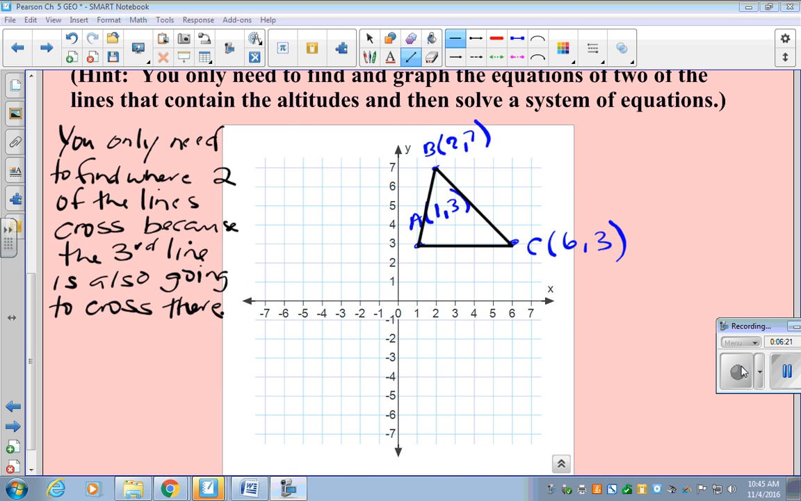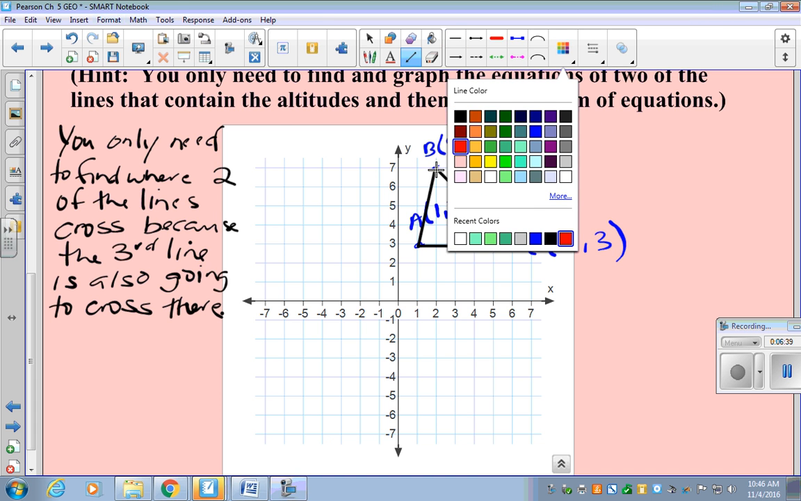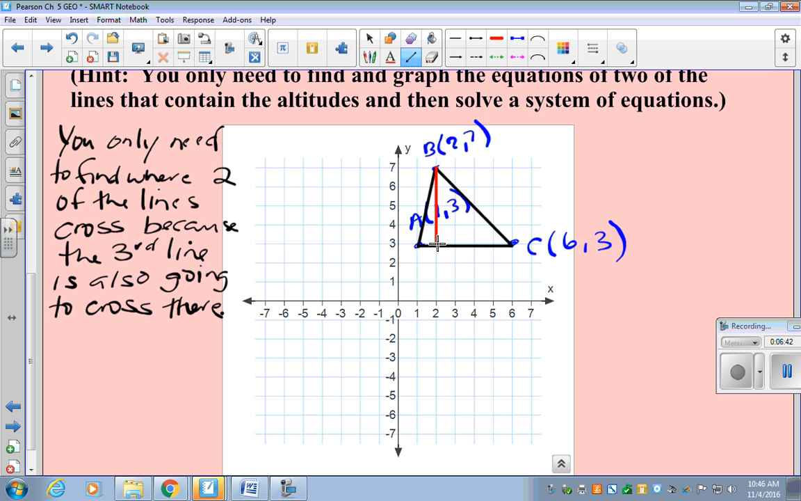Okay, so the easiest altitude to find is going to be the one that goes from B vertically down. So I will put that in red. The easiest altitude is this one here. Because I have a horizontal line here, we know that all vertical lines are perpendicular to any horizontal line. It's the nature of horizontal and vertical. So we have zero work to do to find this line here.